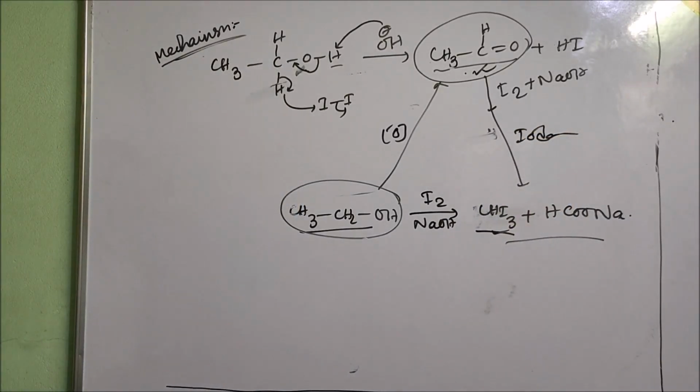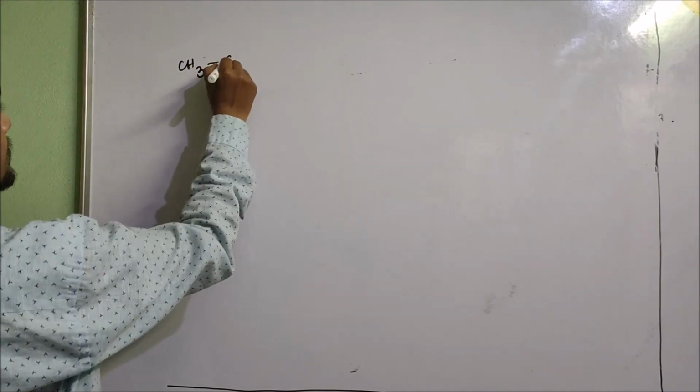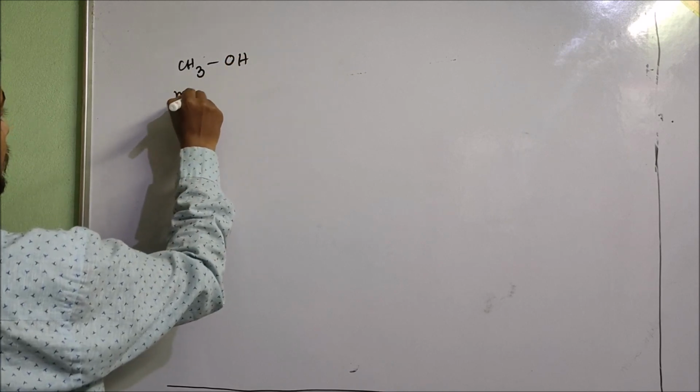Now let's see other examples of alcohols. CH3OH, this is methanol.